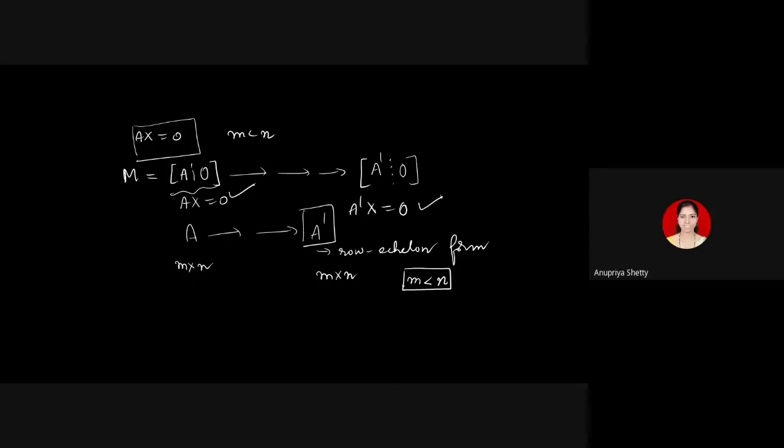M. Is that right? Veena, is the answer right? Is it M or N? What is the maximum number of pivots we can have? Veena, can you hear me? Yeah, it has to be M.